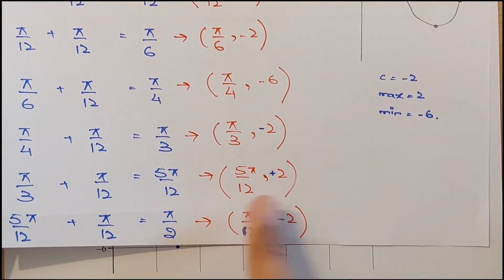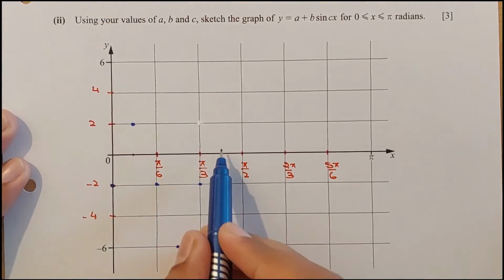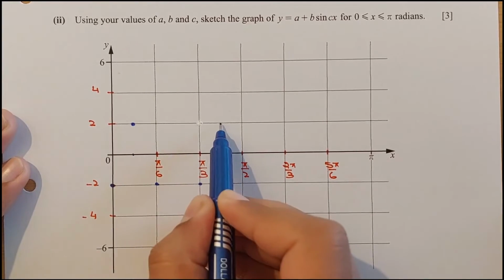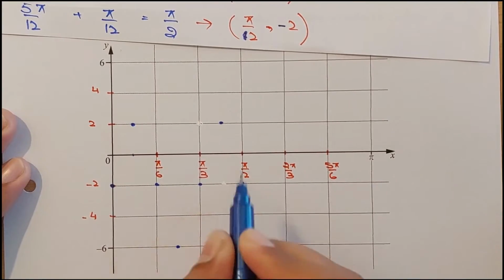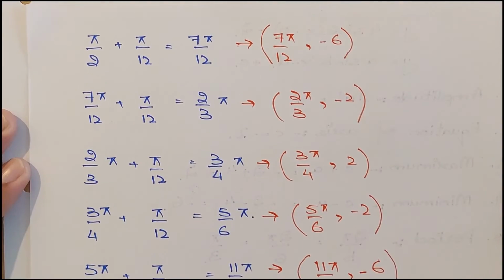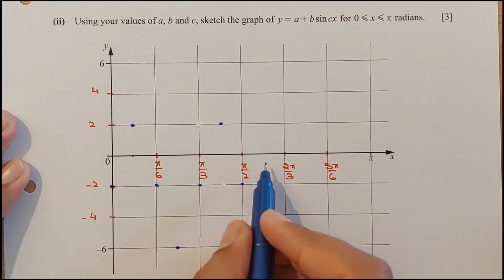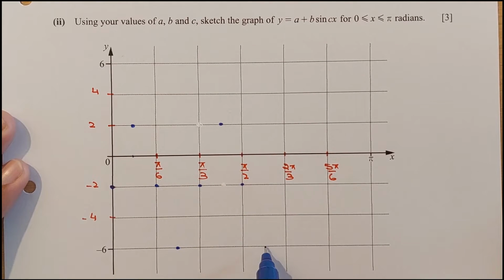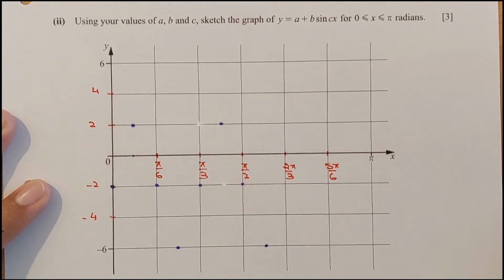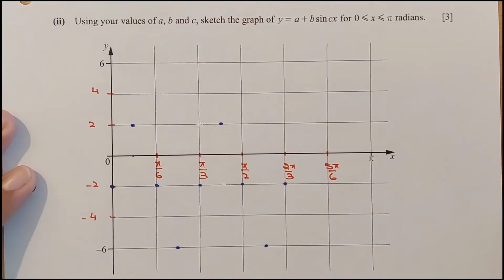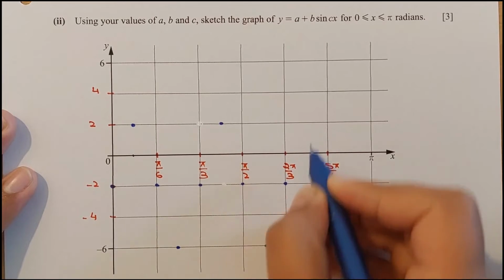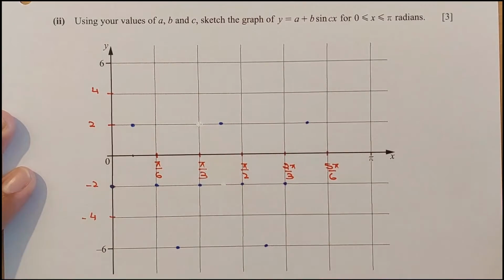Now the next is 5 pi by 12, it is +2. 5 pi by 12, the middle, +2, and then pi by 2 it is -2. Pi by 2 is again -2. The next we have 7 pi by 12, -6. 7 pi by 12 in the middle, that is -6 downward, right? And 2 pi by 3, -2. 2 pi by 3 we have -2, and then 3 pi by 4 is 2. 3 pi by 4 it is in the middle. We have 2 here, right?